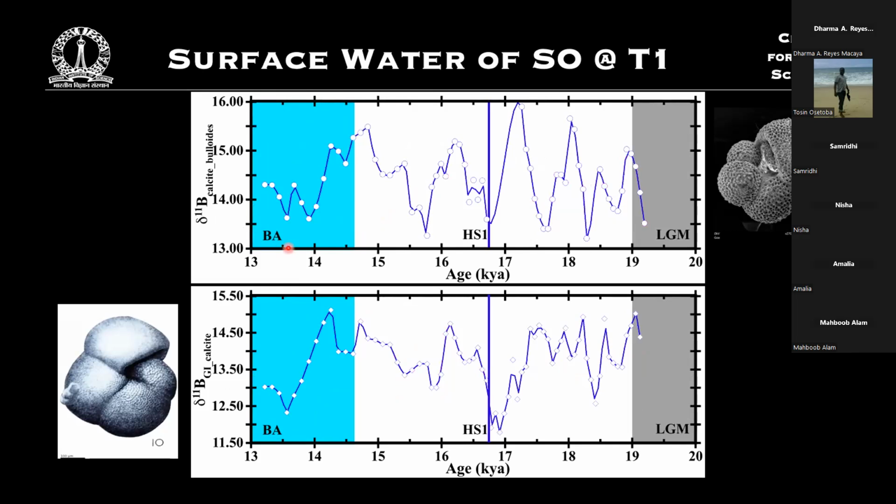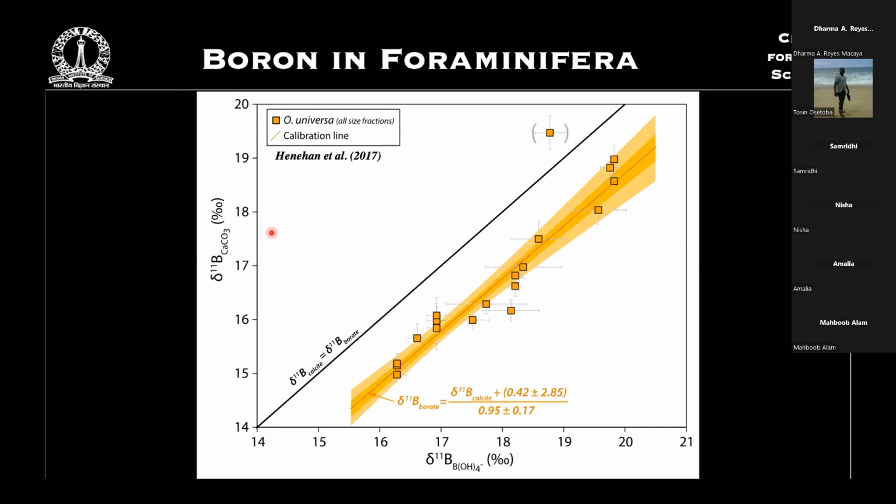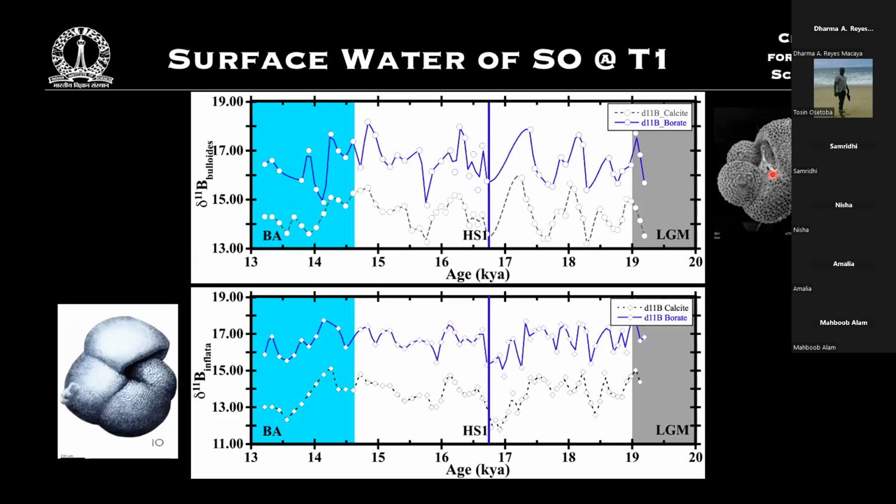There's a large scale variation, pretty low values. Keep in mind that calcite and the borate ion of seawater are not the same. We have to use species-specific calibration to bring the calcite delta 11 boron to seawater borate ion composition. So utilizing the calibration curves for bolloides and inflata, we get adjusted delta 11 boron values, or the borate delta 11 boron values, in the solid lines, whereas the dashed lines are the calcite delta 11 boron values.